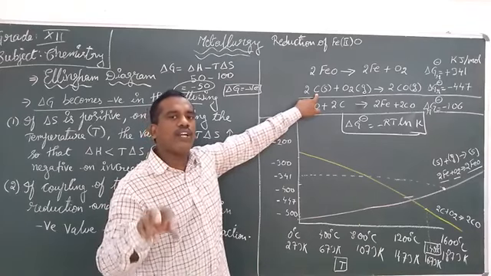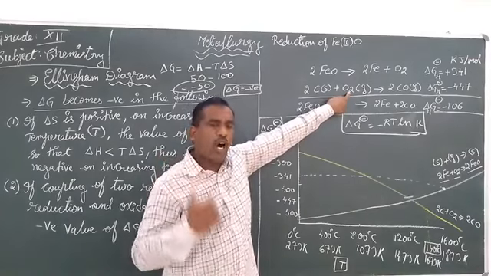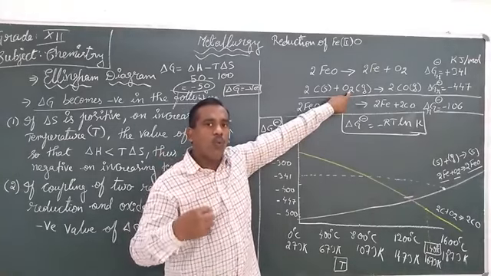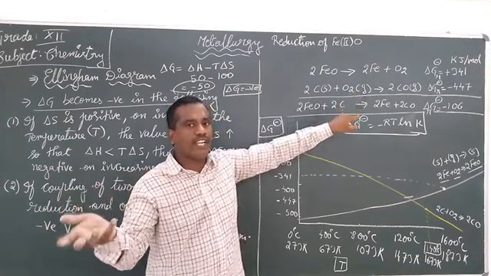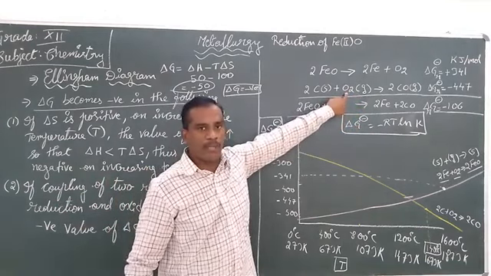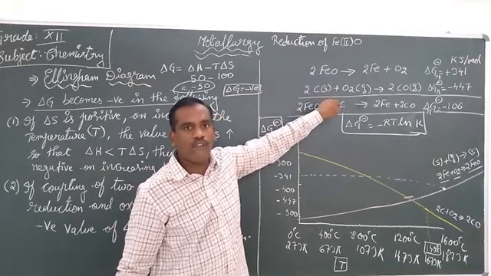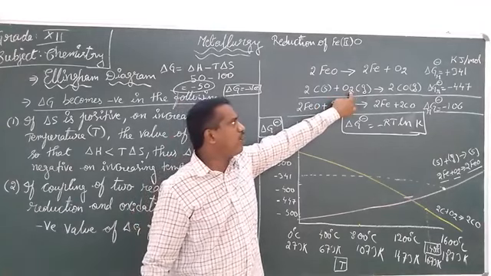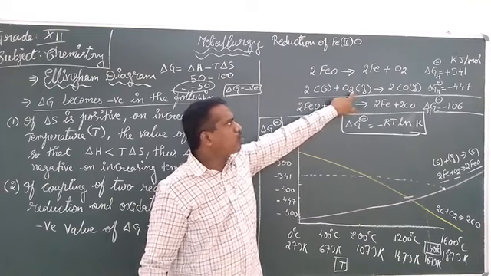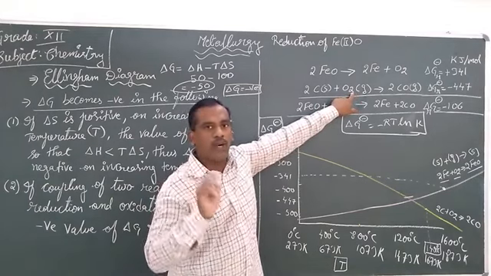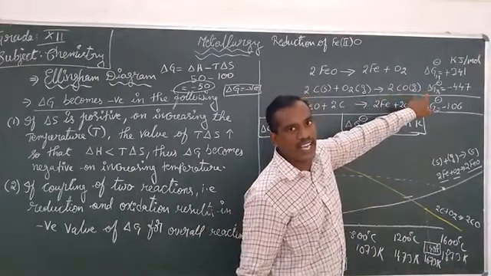What will the coke do? Coke will gain the oxygen. How many oxygens will it gain? One carbon will accept one oxygen. But we cannot write oxygen as free, so we write it as diatomic, O2. In order to balance, we take two moles of coke reacting with one mole of the gas. Here, how many moles of gaseous substance are there? Only one mole. They are going to give two moles of carbon monoxide gas.